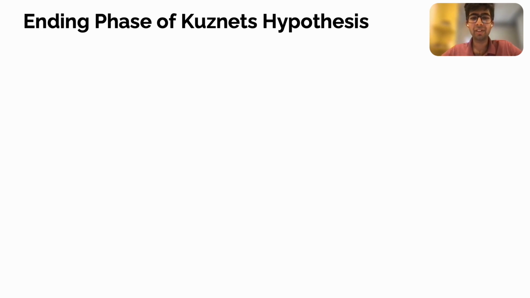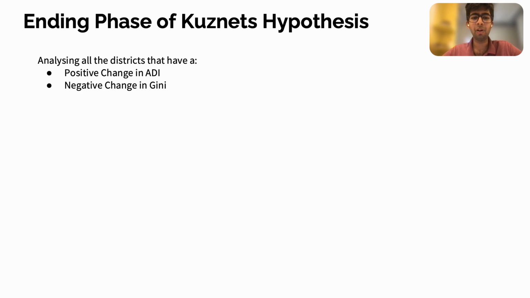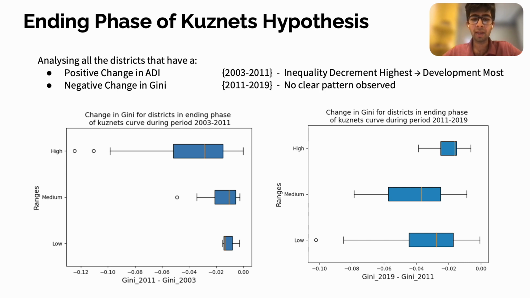Similarly, in the ending phase of the Kuznets hypothesis, we analyze all districts that have a positive change in ADI but a negative change in Gini. We observe that during the time period of 2003 to 2011, the inequality decrement was highest in districts where development was the highest, which was consistent with the Kuznets hypothesis, as the inequality decreases after the development reaches a certain level. But again, the same trend doesn't exist for the period 2011 to 2019.